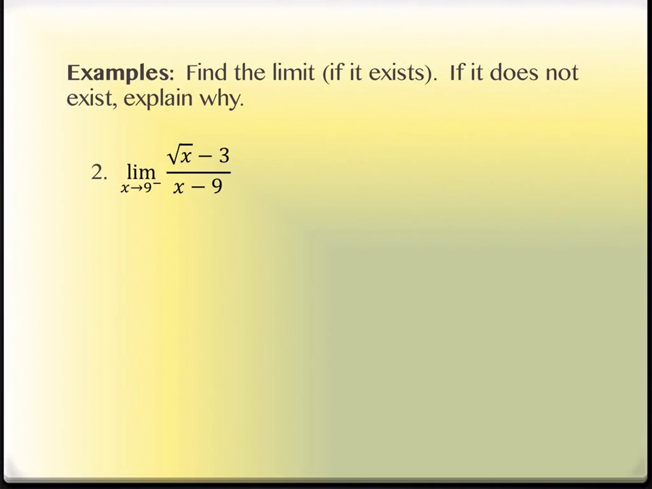Okay, let's take a look at another one. This one is x approaches 9 from the left. What happens if we try to plug in 9 on this one? We get 0 over 0. And we encountered that happening last time too, didn't we? Do you remember what we did when we encountered 0 over 0? There's two different things we could have done.